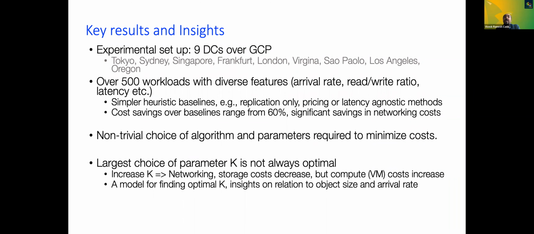Another surprising finding is that the highest value of K is not always optimal. This is because on increasing K, network and storage costs decrease as expected, but compute costs increase. Basically, with increasing K, quorum sizes become larger, and so traffic at the DCs increase, and you need more compute power to handle this. Our paper has a nice model for this, and we explore the relation between the best value of K and things like arrival rates and object sizes.